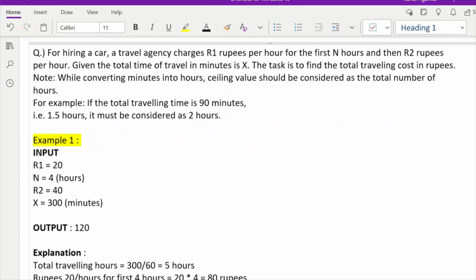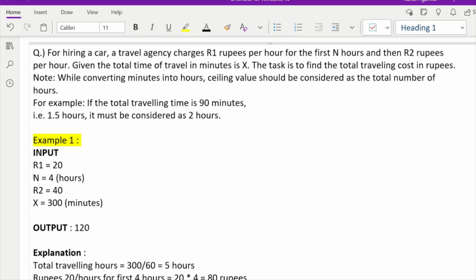In this video, we are going to see another coding question. Let's read the problem statement. For hiring a car, a travel agency charges R1 rupees per hour for the first n hours and then R2 rupees per hour. Given the total time of travel in minutes is X. The task is to find the total traveling cost in rupees.